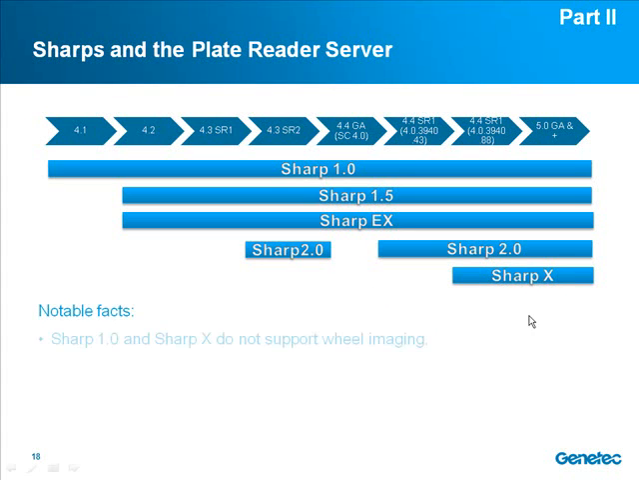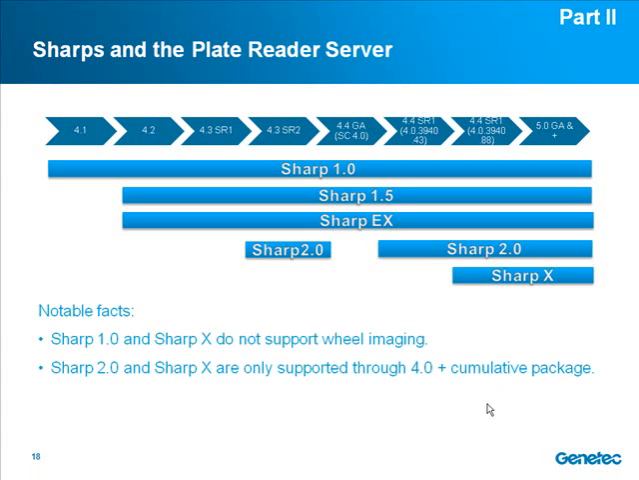So just a couple of quick notes on the hardware and software compatibility here. The Sharp XGA 1.0 and the Sharp X system do not support wheel imaging. This is something we're working on for the Sharp X, however, so you will see that in a future version. If you're running Security Center 4.0 GA, you'll need a cumulative package or a service release in order to use the Sharp XGA 2.0 and Sharp X.